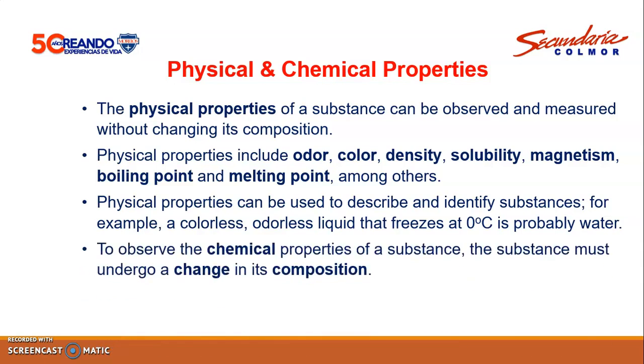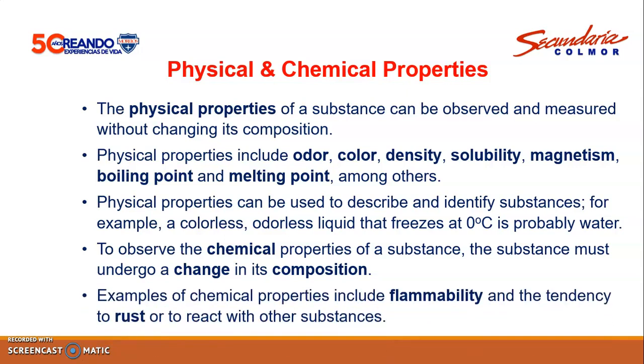And now, when dealing with chemical properties, the substance, natural element, or a mixture, or a compound must undergo a change in the composition. Okay, so that's something that we are going to discuss later on. And the last key concept is that examples of chemical properties include flammability and the tendency to rust or to react with other substances. So these are the key concepts, and we are going to discuss them in more detail next.